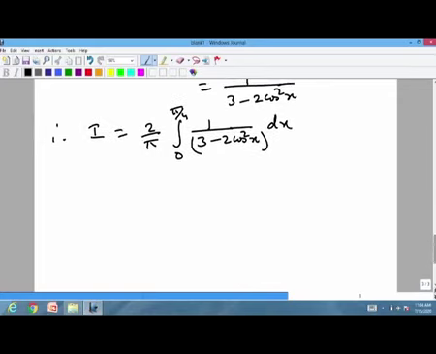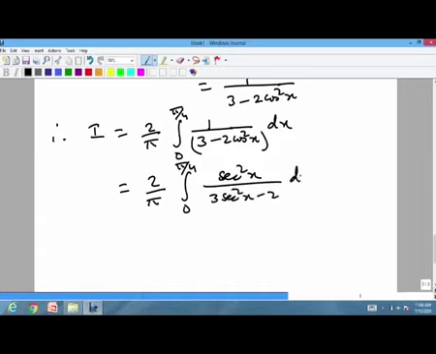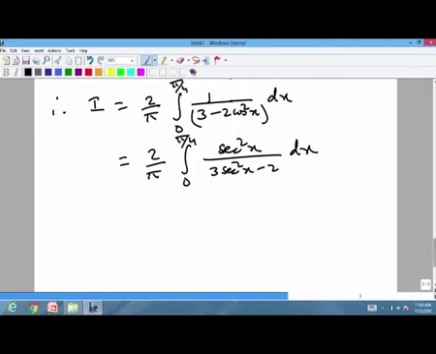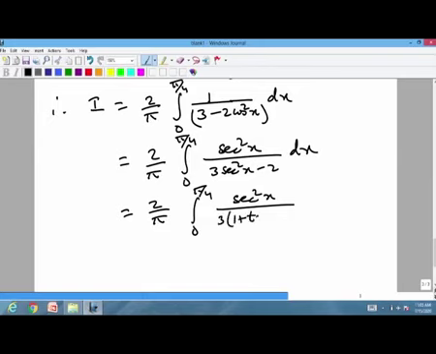Now, this integral is not difficult to do. What we can do is, we write this integrand as secant square x divided by 3 secant square x minus 2 dx. And now, it should be obvious to you that if we substitute u equal to tan x, we can write this as 0 to pi by 4 secant square x divided by 3 times 1 plus tan square x minus 2 dx.